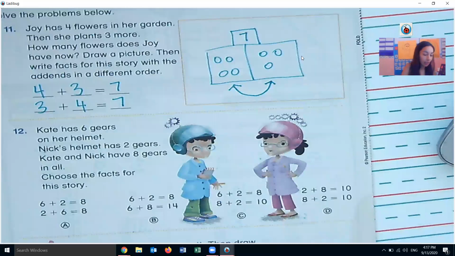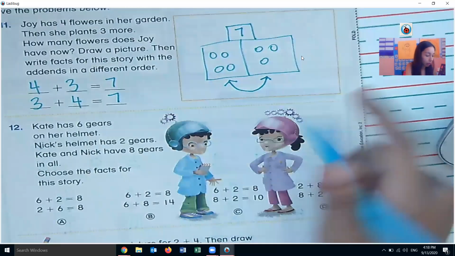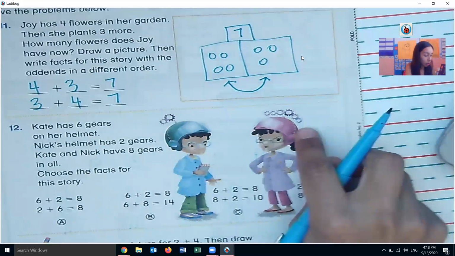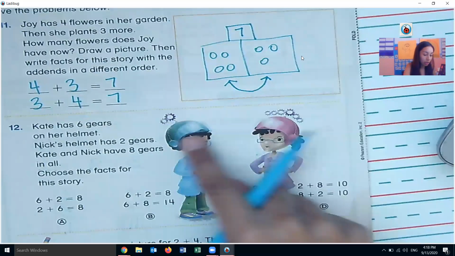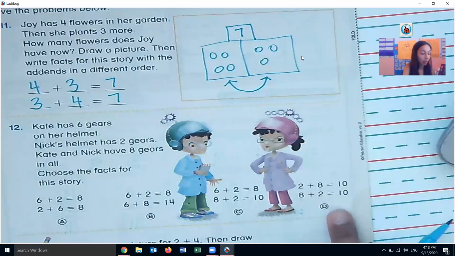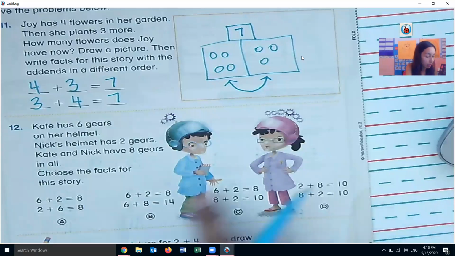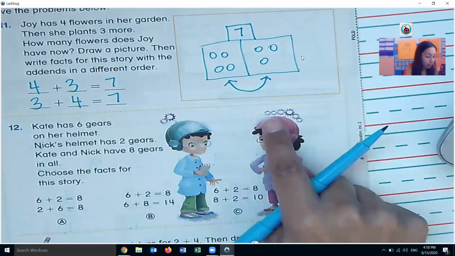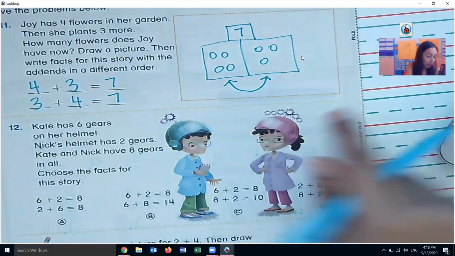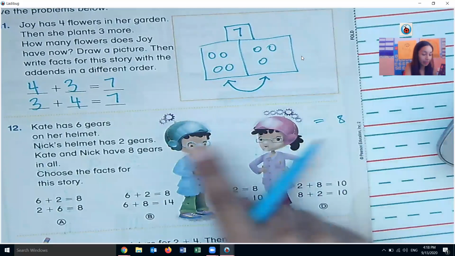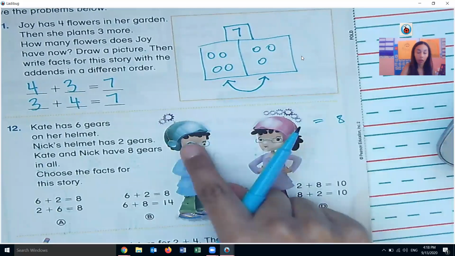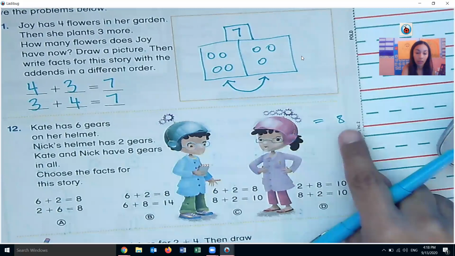Kate has 6 gears. You can see them on the top of her head there. Nick's helmet has 2. Together, they have 8. So which addition sentences match this story? We want something that is 2 and 6 is 8, and then 6 and 2 is 8. We're just going to flip-flop the add-ins, but 8 should always be the answer.